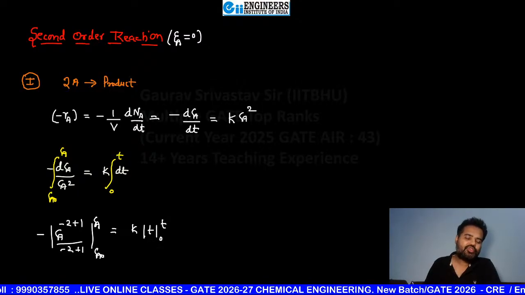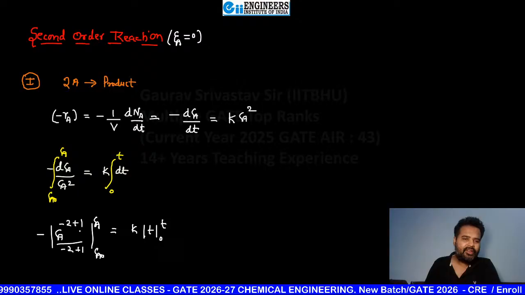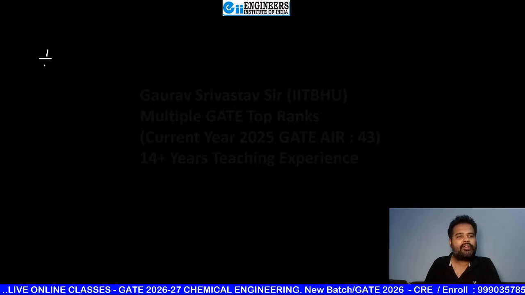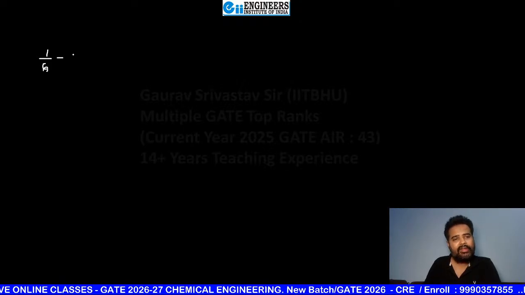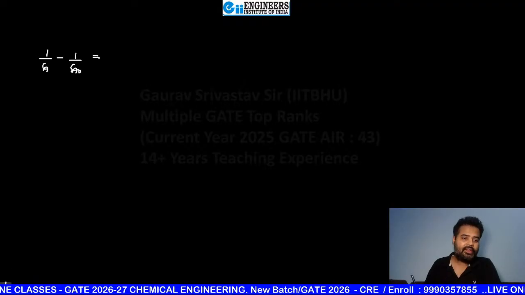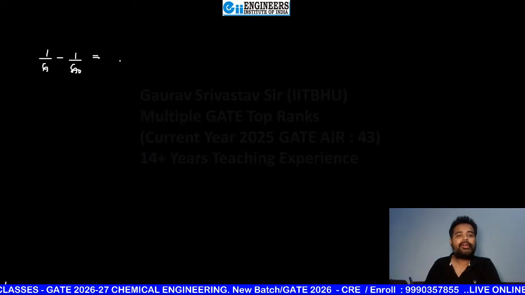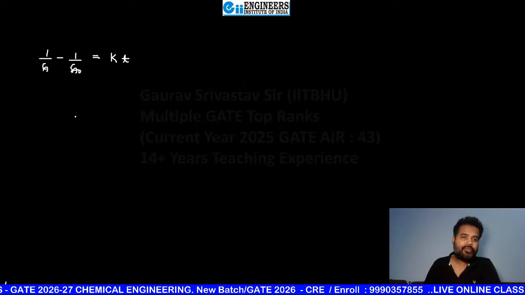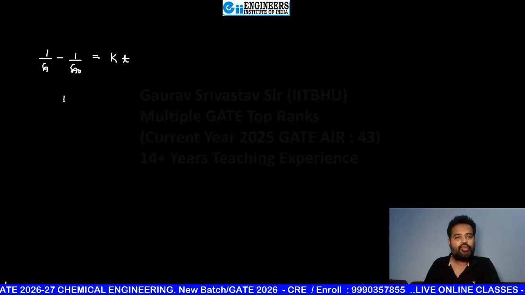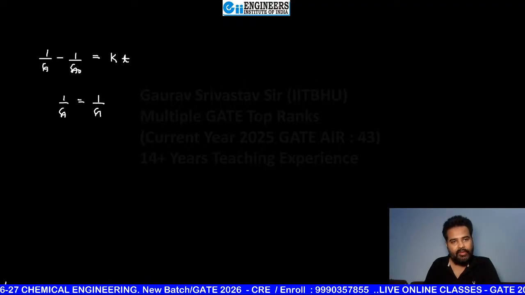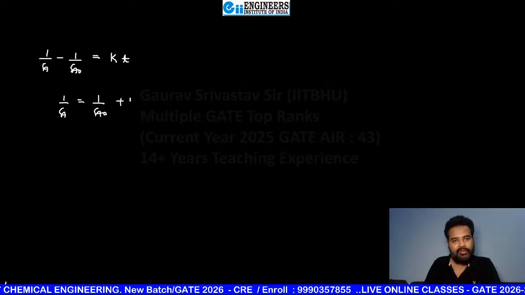Now minus 2 plus 1 will be minus 1, minus minus will cancel, so it will be 1 by Ca. So upper limit is Ca, I can write 1 by Ca and then minus 1 by Ca naught, and it will come k t minus 0. So you can write just kt. Further you can write 1 by Ca is equal to 1 by Ca naught plus kt.